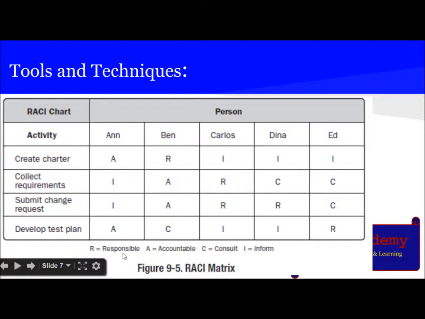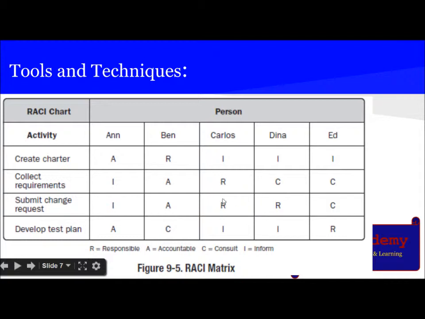Responsible can be one or two or many, it doesn't matter. Consult can be any number and inform can be any number. So like this, let's say in create charter we see that Ben is responsible, and these three stakeholders we must inform for create charter: Carlos, Dina, and Ed. And in collect requirement we must inform Anne, and we must consult Dina and Ed, and Ben is accountable and Carlos is responsible.